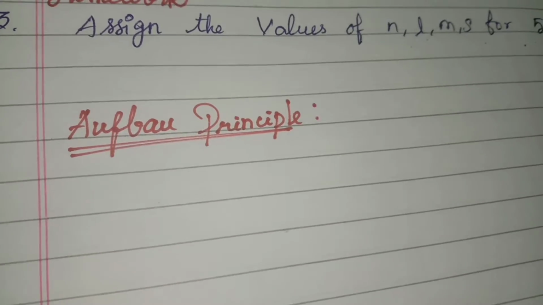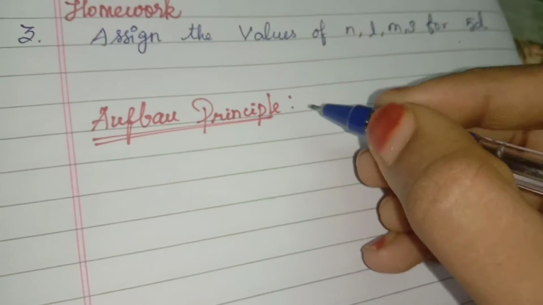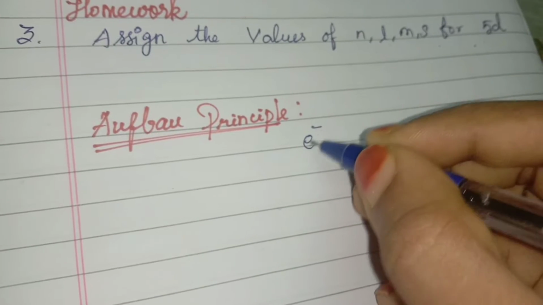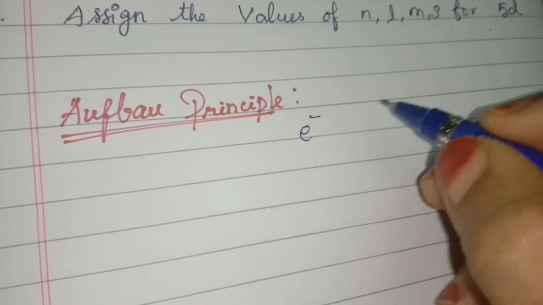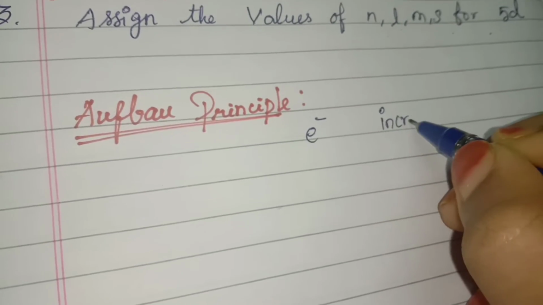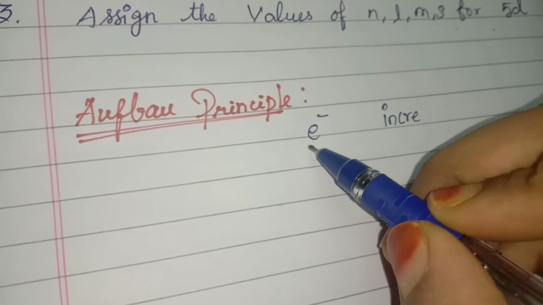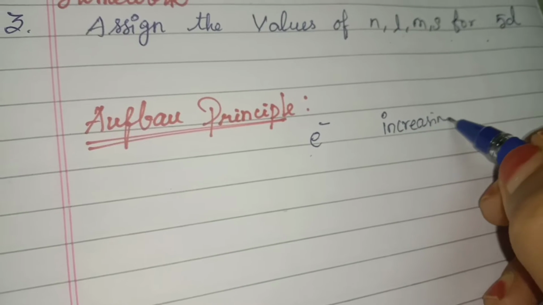Aufbau principle. What does the Aufbau principle mean? Electrons, we know e minus means electrons. Electrons will be filled in increasing energy level. According to which rule are the electrons arranged? Increasing energy level.